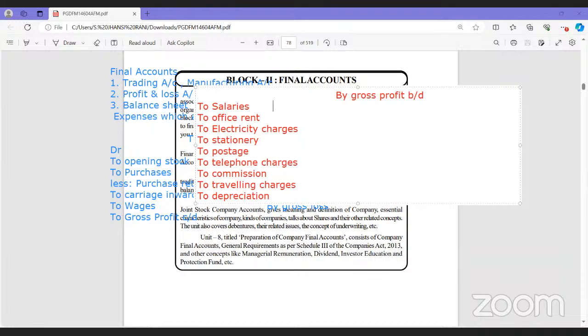Now on the credit side, what will be our incomes? For example, if I have more houses, I'll give them for rent, so I will receive rent, recorded as rent received. Next, for example, I am working for some others also, so I will receive some commission, recorded as commission received.